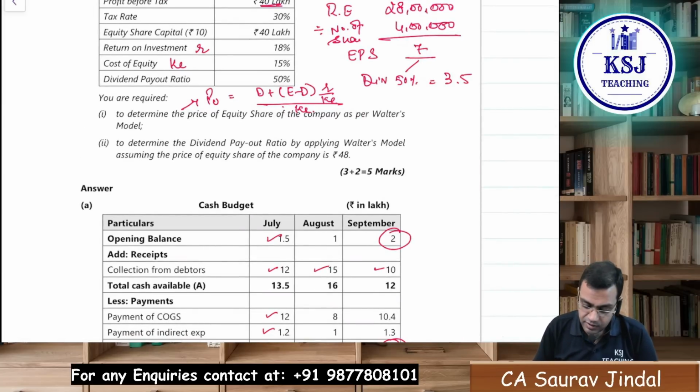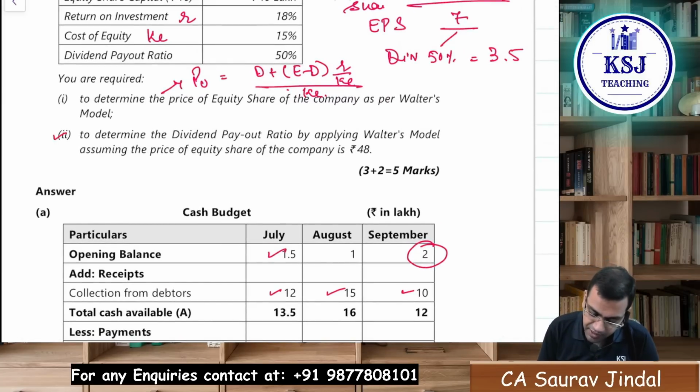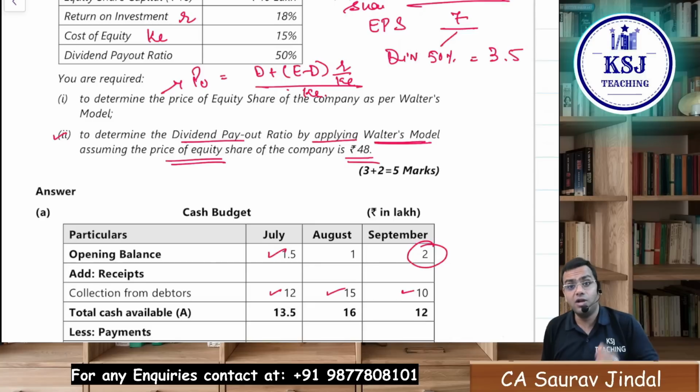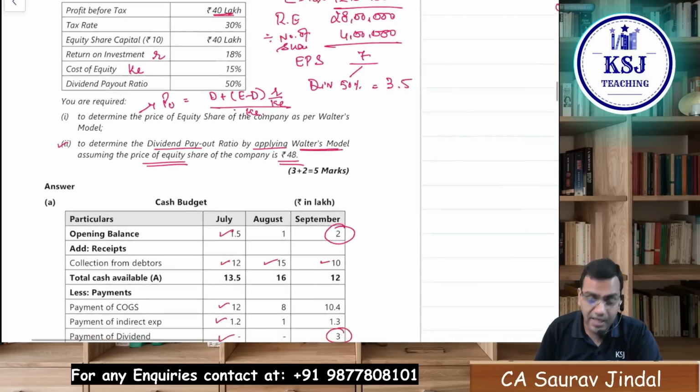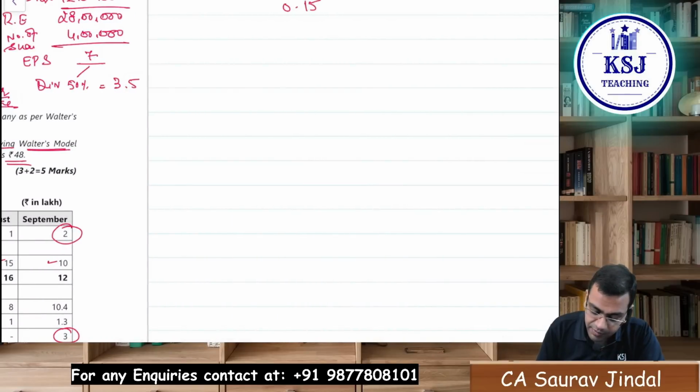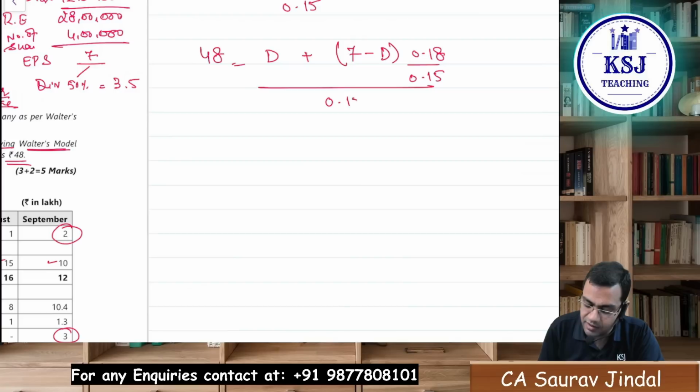Clear? Now the B part, the second part, is to determine the dividend payout ratio by applying the Walters model, assuming the price of equity share is 48. Now you have to calculate what is the dividend payout ratio. Right, this is again a question which you have done in the module. Price is 48, dividend you have to calculate, plus earnings is 7 minus dividend into 0.18 divided by 0.15 whole divided by 0.15.